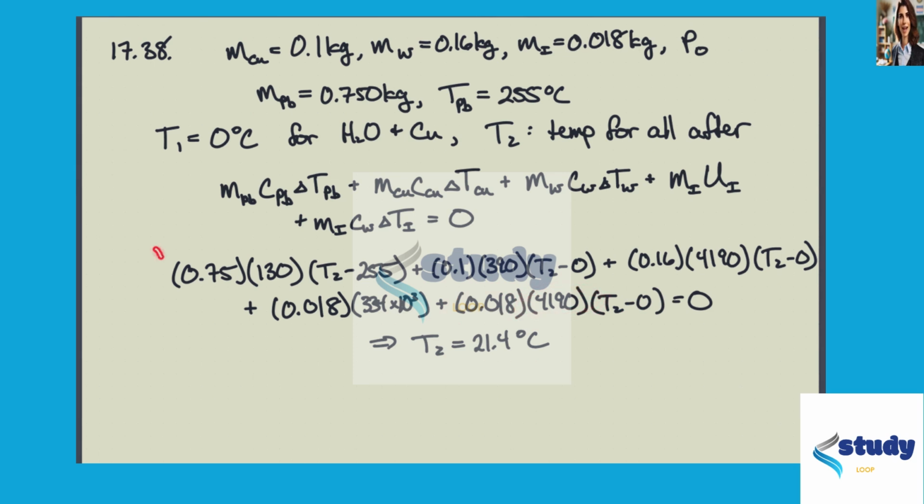And that has to be 0, because the energy before has to be equal to the energy after. So in this whole equation, we know everything but T2. So it's just a matter of plugging in numbers and solving for T2. And we get that the final temperature is 21.4 degrees Celsius, of everything: the copper, the water, the ice which has turned into water, and the lead are all at 21.4 degrees Celsius. And again, that is assuming that this whole thing is insulated so that no energy was lost to the environment as this was cooled.